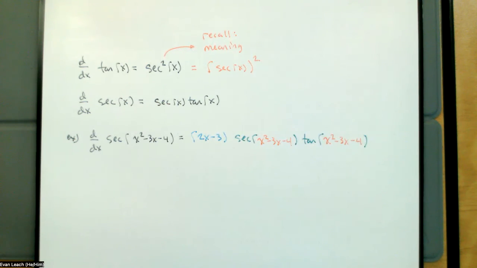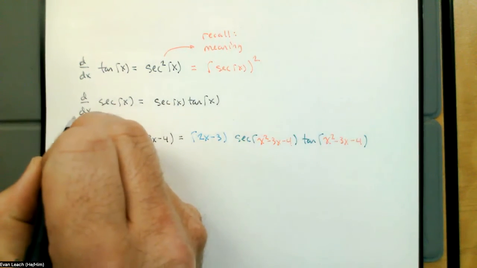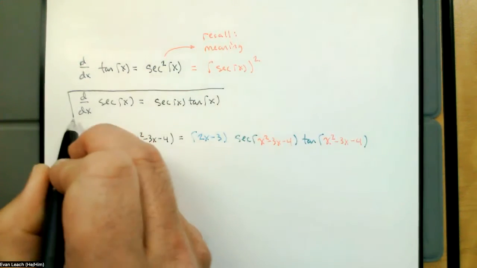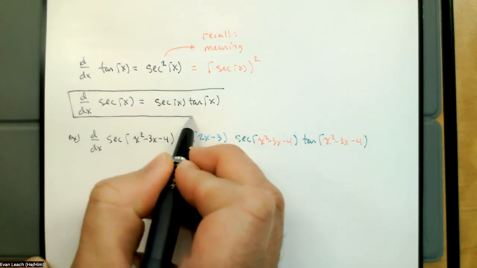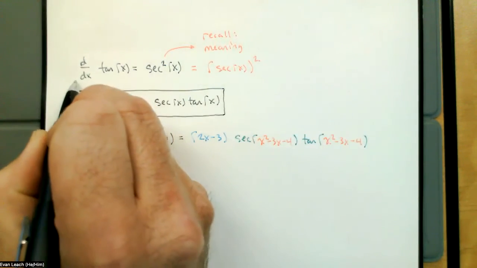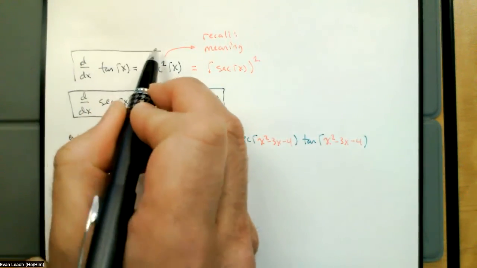The anti-derivative is natural log of cosine, minus natural log of cosine. So, two more derivatives to remember. Derivative of tangent is secant squared. Derivative of secant is secant tangent. You can remember them that way.